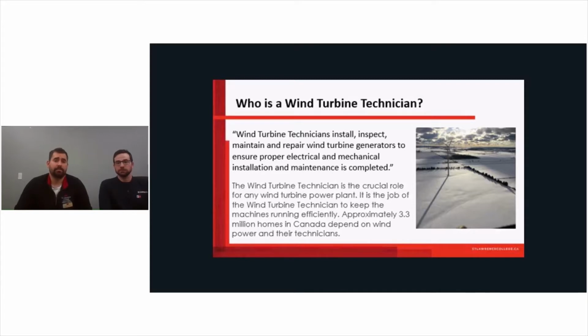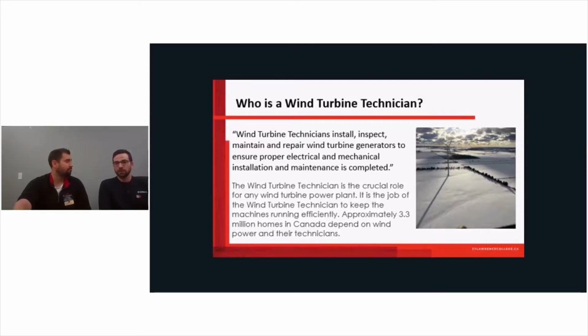Right now, technicians have to keep about 3.3 million homes lit during production season in the wind industry. So that's a pretty substantial amount of households in Canada. That would be about 10% of the Canadian households. So it's quite a bit.